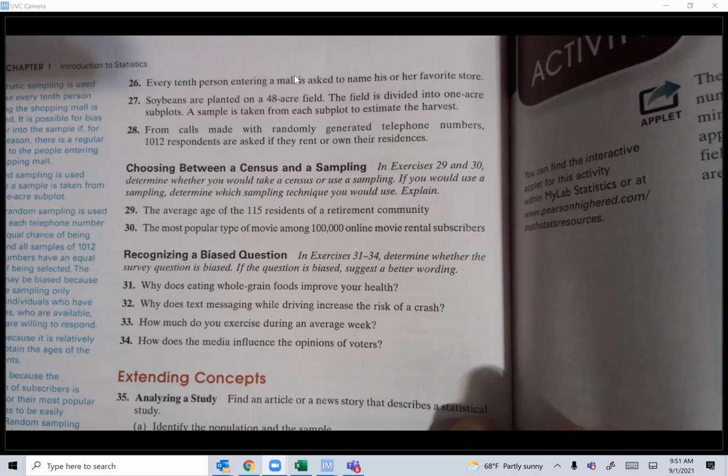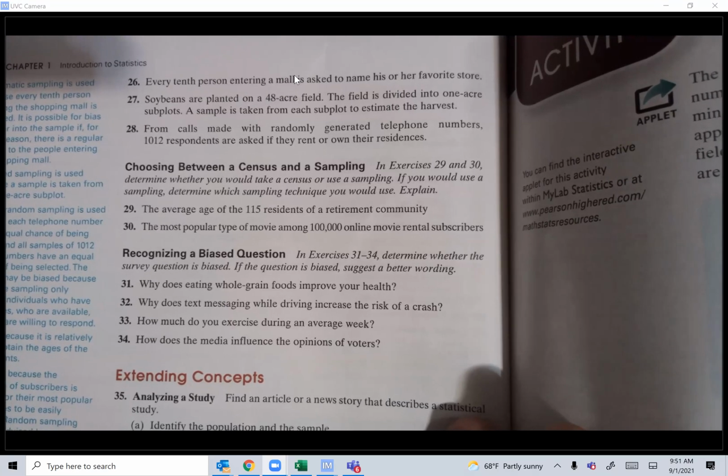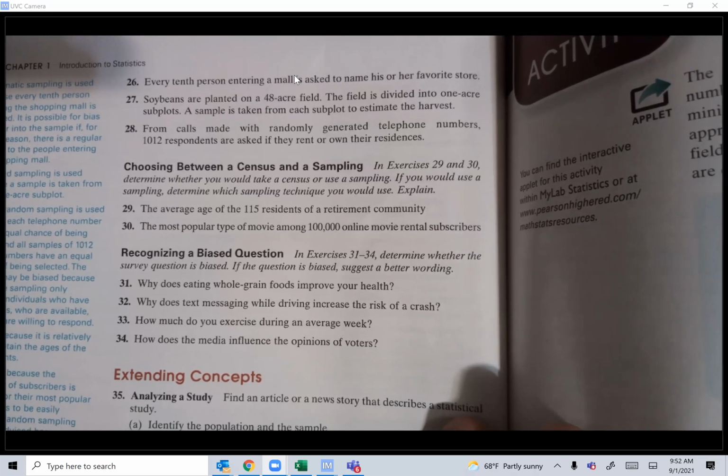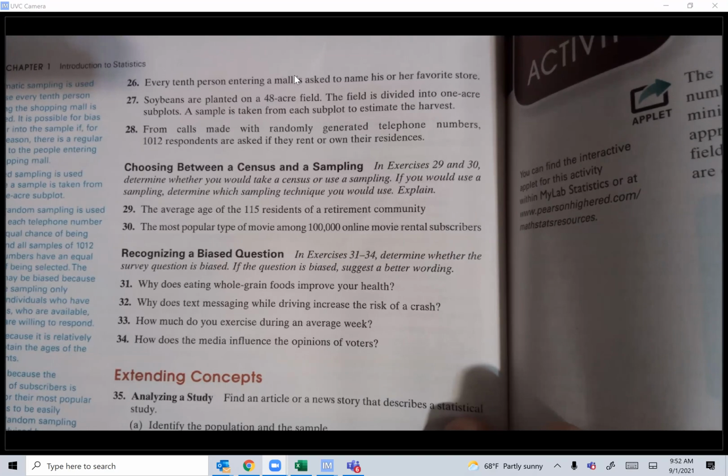sample. And if you ask me about 28, guys, I can tell you it's a random sample from calls made with randomly generated telephone numbers. 1,012 respondents are asked if they rent or own their own residence. Since it says the word random, guys, this is a simple random sample. All right.